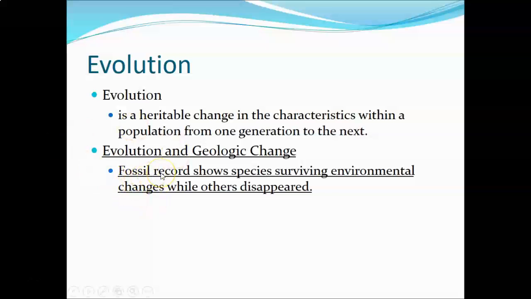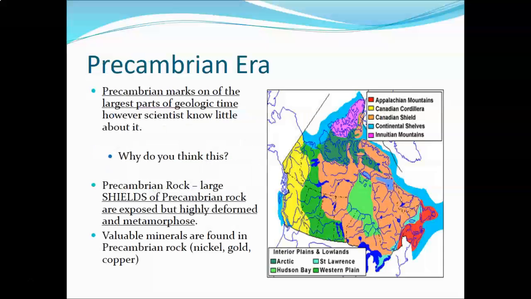And so fossil records show us species surviving environmental change while others disappear. That is your survival of the fittest right there, that sentence. Fossil record shows species surviving environmental change. Some are going to be more adapted to be a part of the process, while others are not.